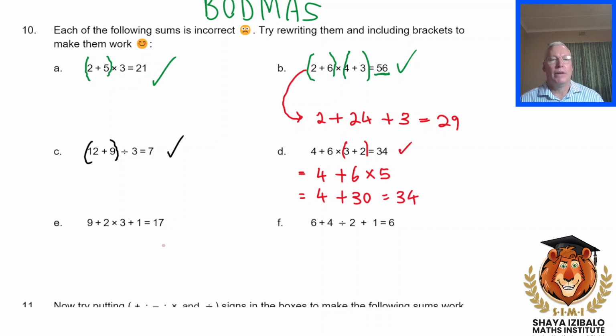Okay, here's another one. We want to get 17 here. Now, let's just think about how we could group this. We could just do this. If we put the brackets here, we're going to get 11 times 3. No, 11 times 3 is going to be too big already. If we put 2 times 3, we're going to get 6. All right? Maybe that will work. No, it's not going to work. But if we put brackets here, what are we going to get? We're going to get 4 here. 4 times 2 is 8. 8 plus 9 is 17.